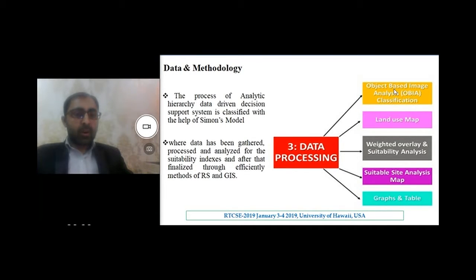Again, in the data processing, we created the map of the classification of natural features through object based image analysis, and then we made the land use map. Then we created the weighted overlay and suitability analysis, and then the suitable site analysis map, then graphs and tables.